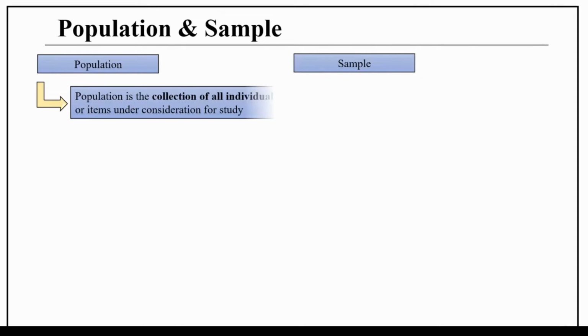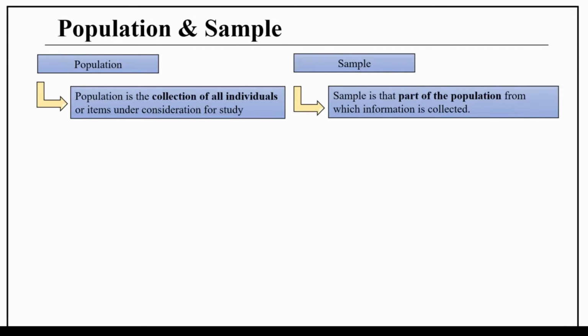Hello friends, welcome again. The topic which we will cover in this lecture is population and sample. Population and sample are two basic concepts of statistics. So population can be defined as the collection of all individuals or items under consideration for study. Similarly, sample can be defined as part of the population from which information is collected.